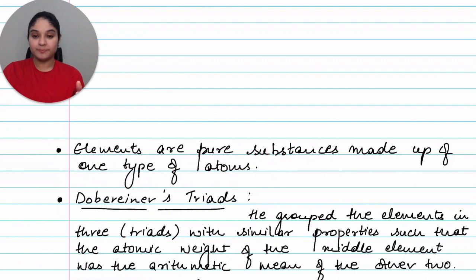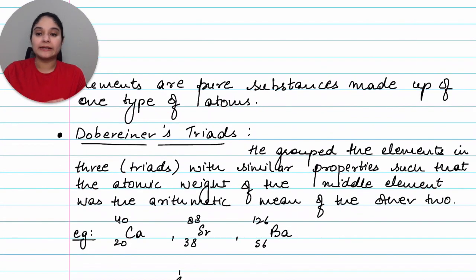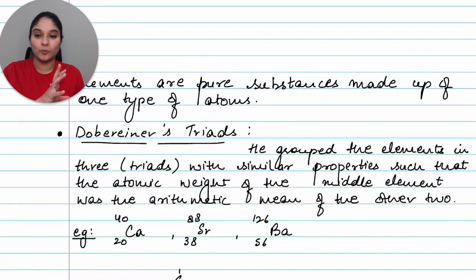So let's see. First, elements are pure substances made up of only one type of atoms. I hope that makes sense. Now, the first scientist who was able to give us a grouping was Dobereiner. He gave us a grouping of triads. Triads means three: a grouping of three elements together. So that came to be known as Dobereiner's triads.